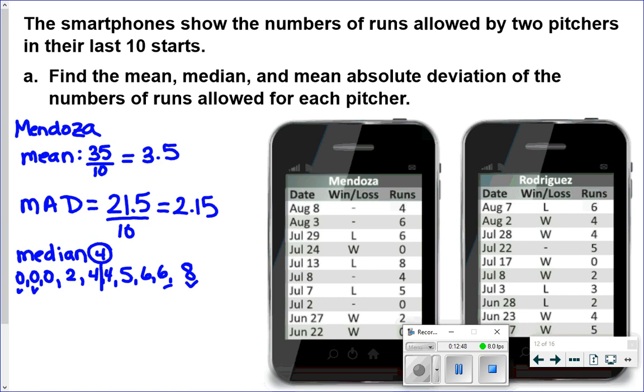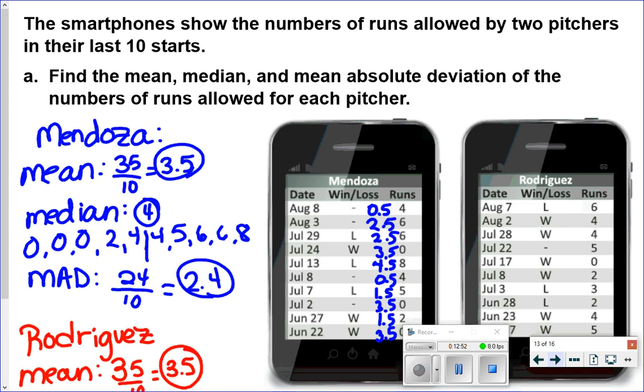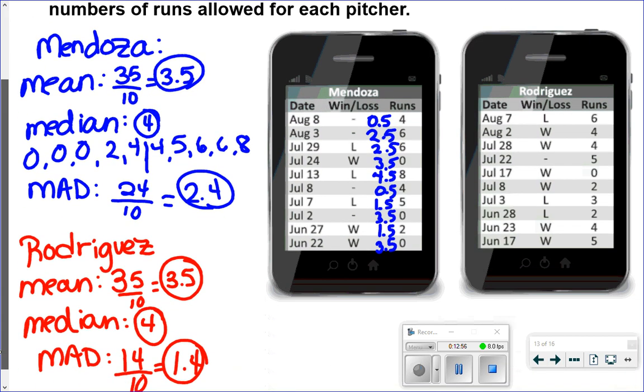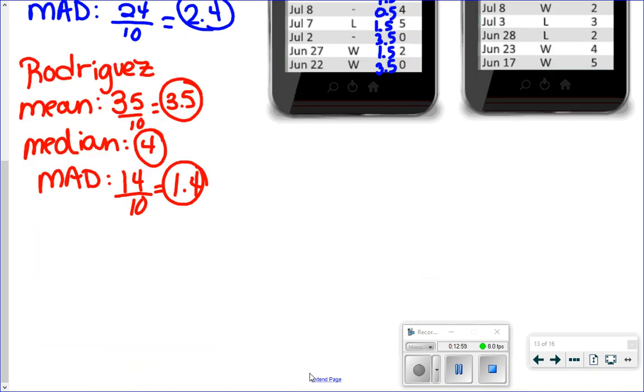Okay, so I'm going to go ahead and just skip forward and show you my answers so you can compare them to yours. So I used the same steps that we did before here. Looking at Rodriguez and those numbers, the mean was 3.5. Our median was 4, and our MAD was 1 and 4/10. So our mean and median were actually the same as the other one, but our MAD is slightly closer together.